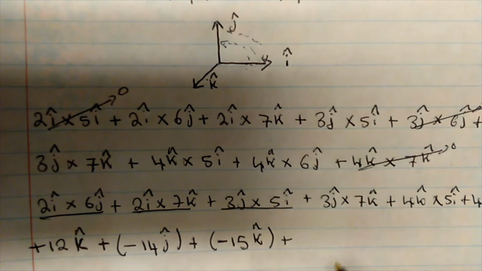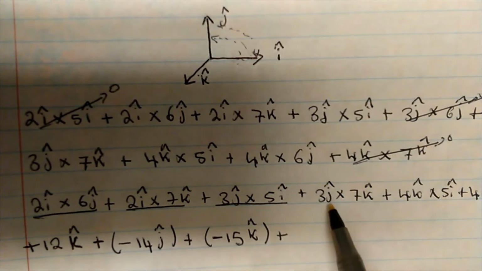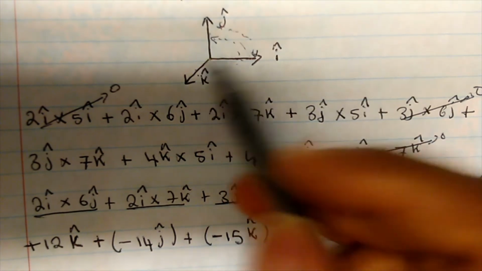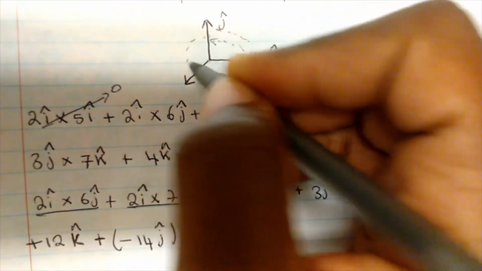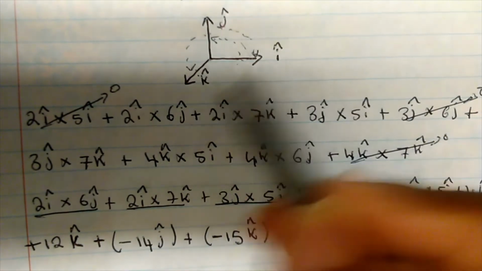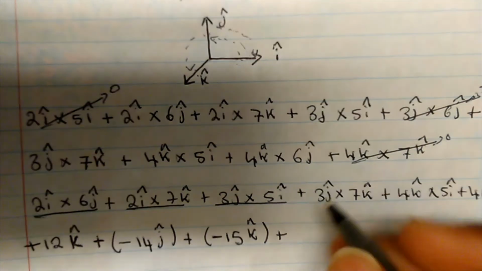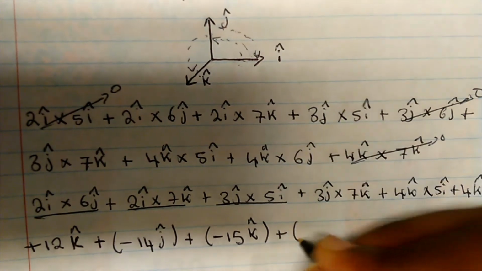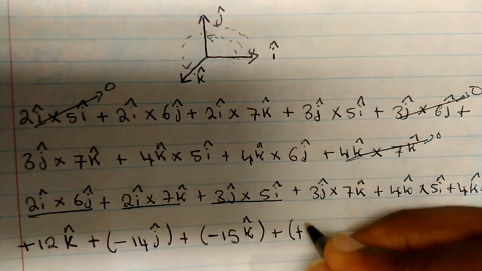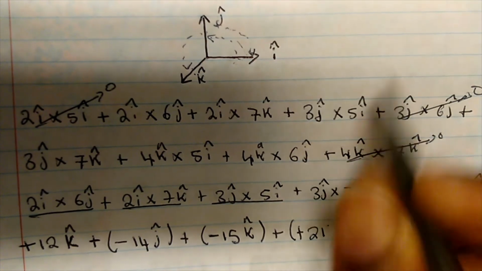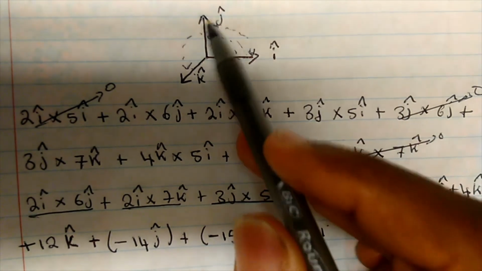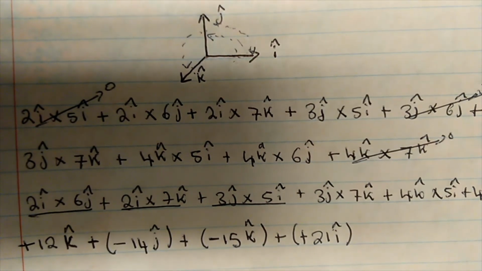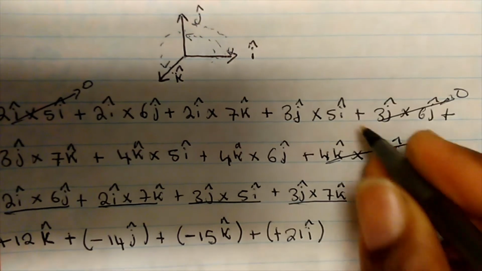We have our plus sign again. Okay, so J hat crossed into K hat. So notice we start from J hat, we're going to K hat. Well, look, we're going anti-clockwise. So that is positive. I'm sorry about that. So this will be positive. 3 times 7, that's 21. And we say J hat crossed into K hat will give us a positive 21 I hat. Okay. So we took care of that.